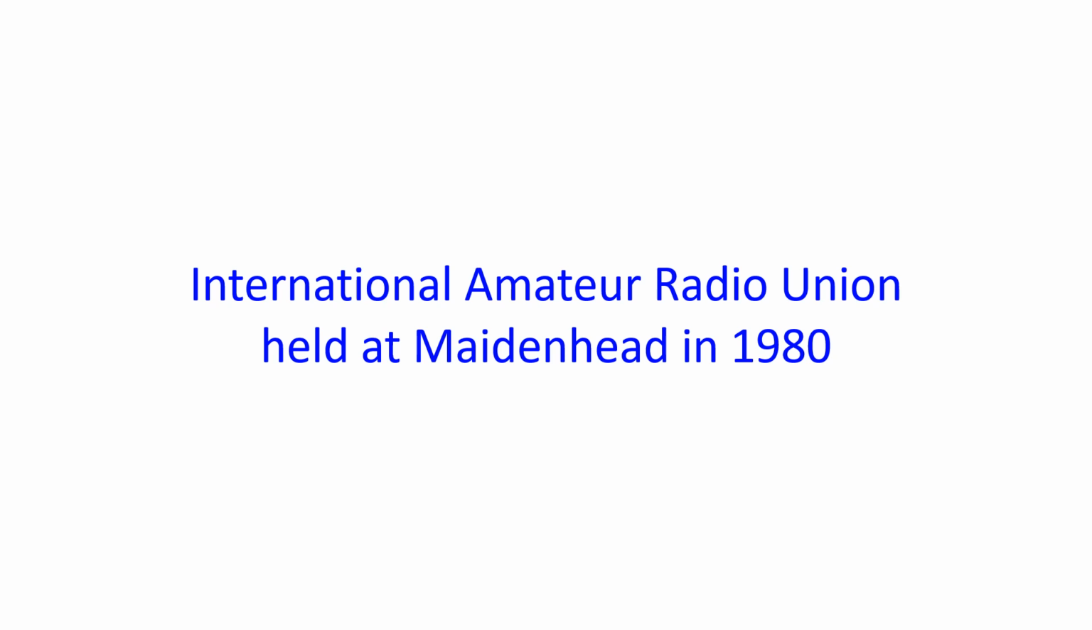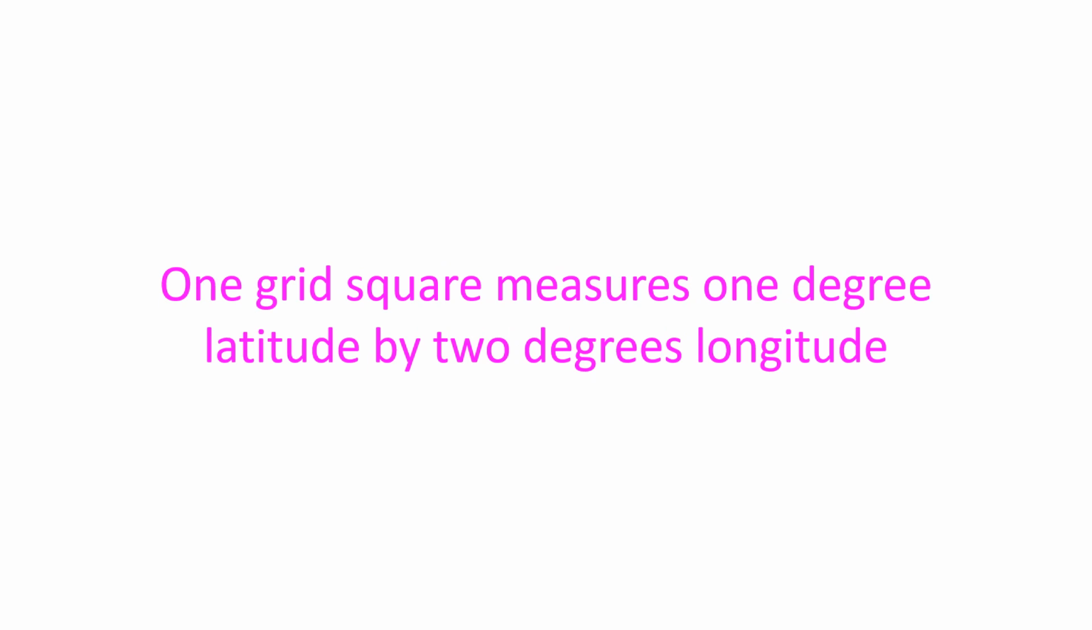The grid locator system was originally devised by G4ANB and adopted by a meeting of the International Amateur Radio Union held at Maidenhead in 1980. Maidenhead is a town situated 43 kilometers west of Charing Cross, London. Grid squares are a simple method of describing your general location anywhere on Earth.